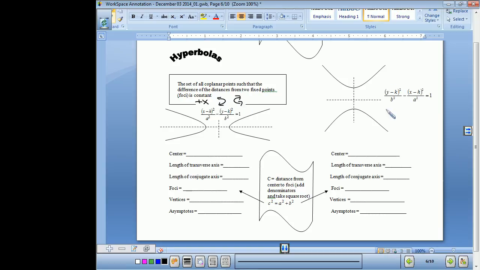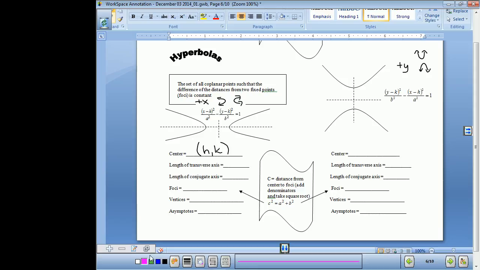When the y comes first, the y is positive, and so our hyperbola opens up and down. That's crazy. So x doesn't always come first. Okay? So we need to pay attention to that. Now, we've already mentioned that the center is just like the center of all of them, H, K.